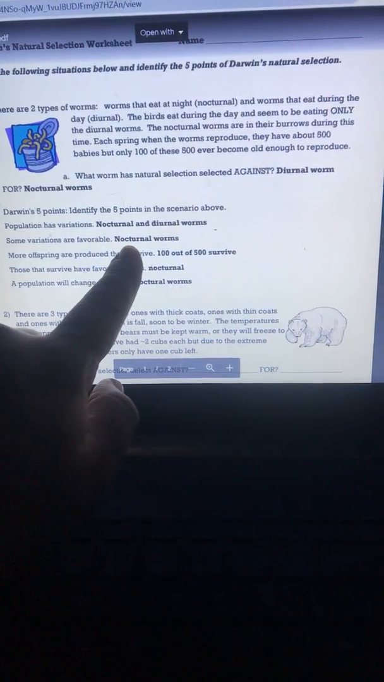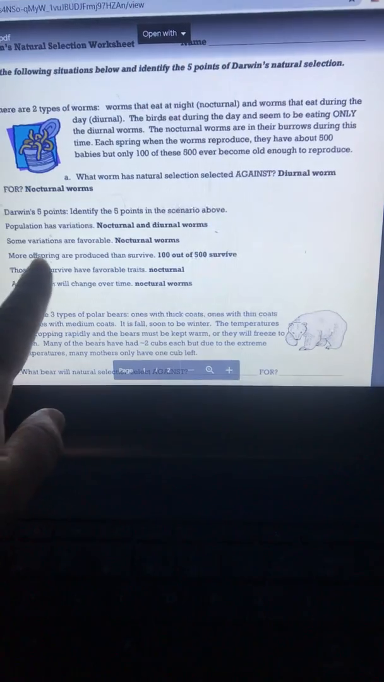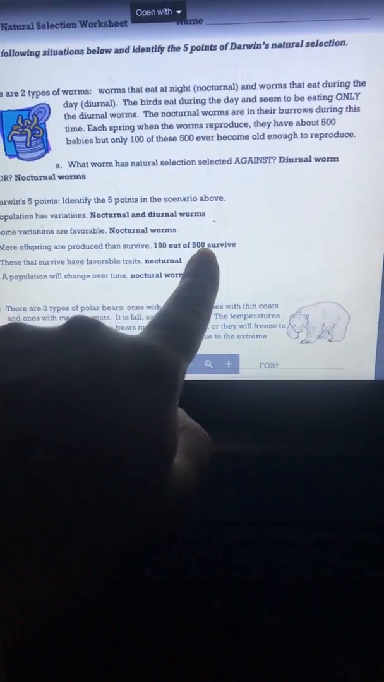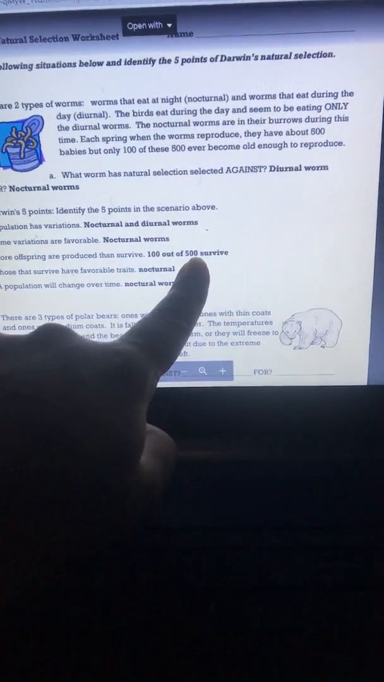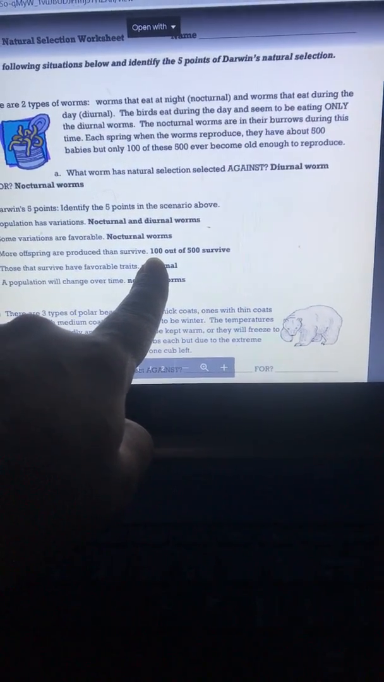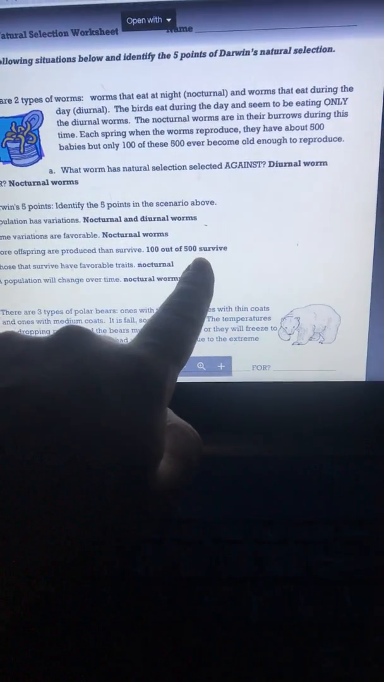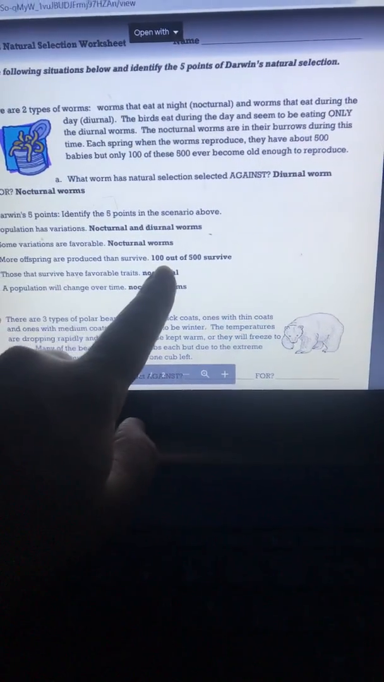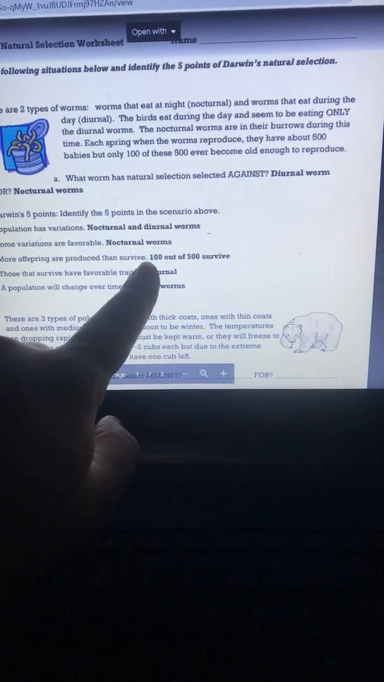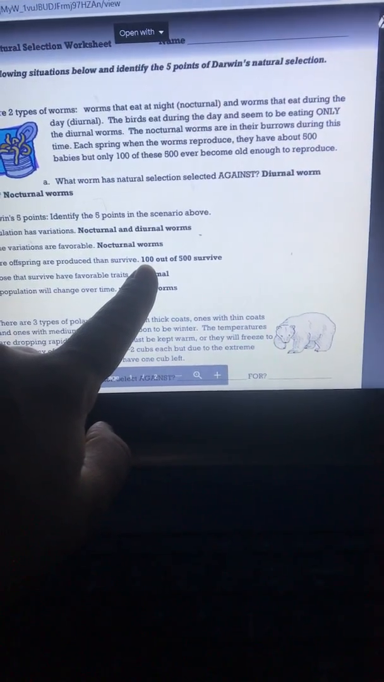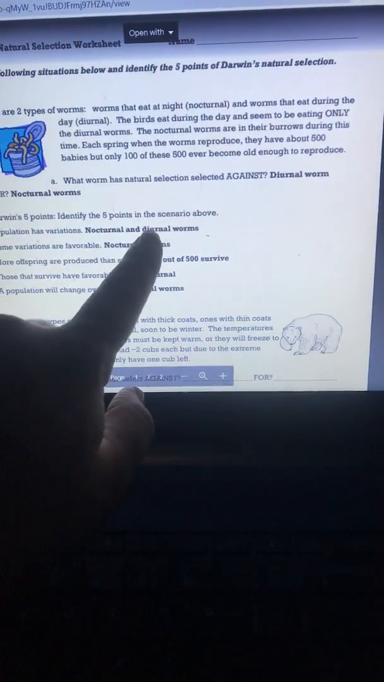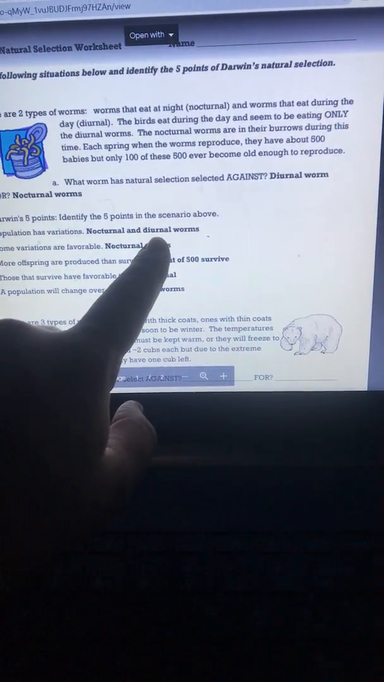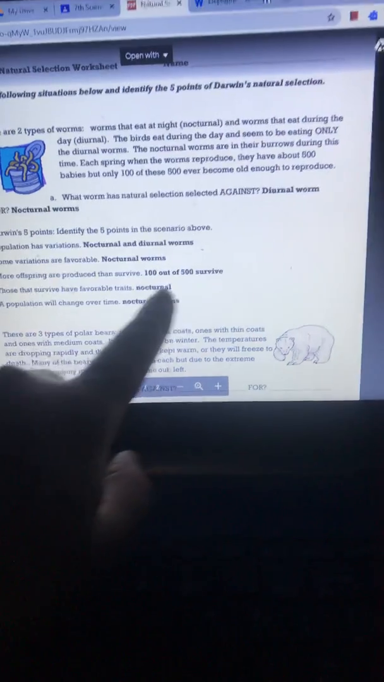meaning it's most likely to survive? Nocturnal. More offspring are produced than survive. They said that 500 are produced, but only 100 survive to reproduce again. So 100 out of 500 offspring survive. Those that survive have favorable traits. So of these 100 that survive, what trait do you think they're most likely to have? This trait or this trait? Obviously this trait, because a lot of these are dying. There are a lot of the 400 that die.